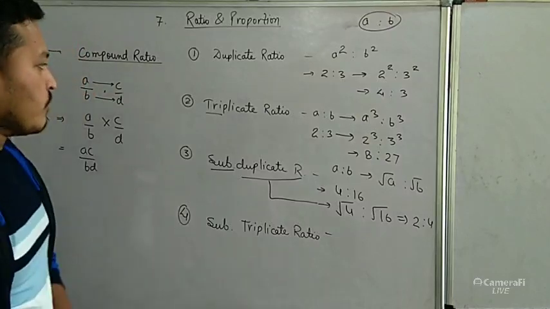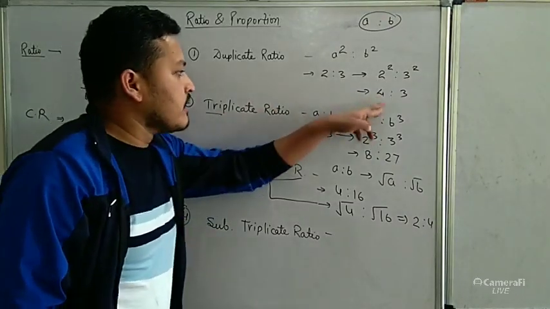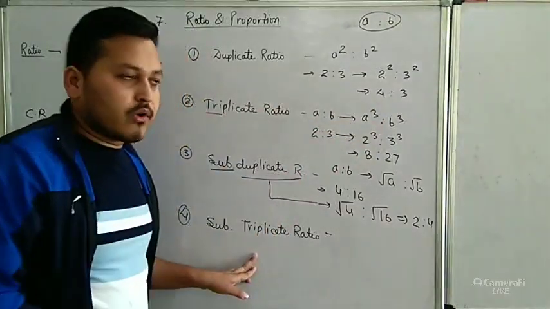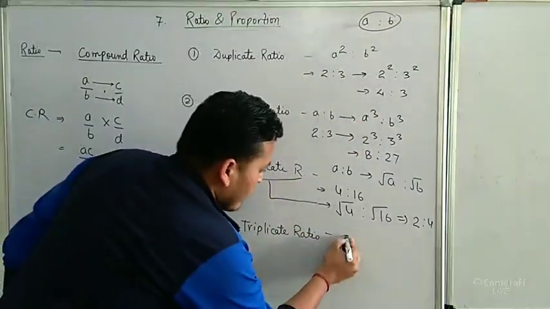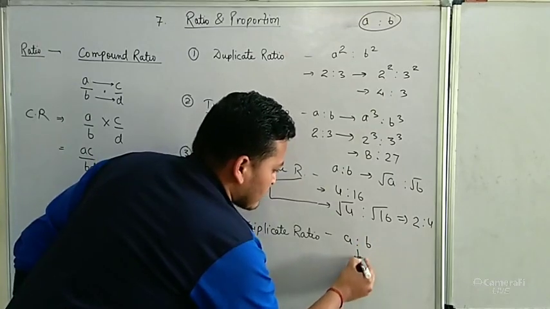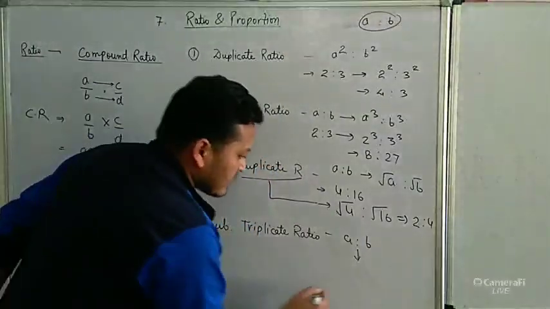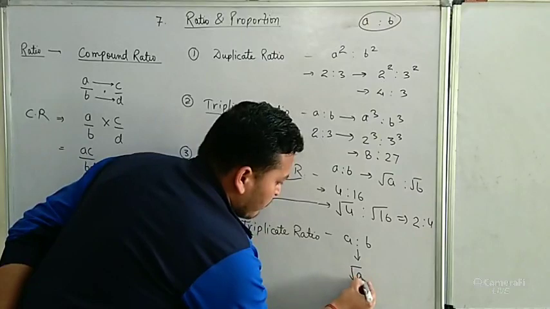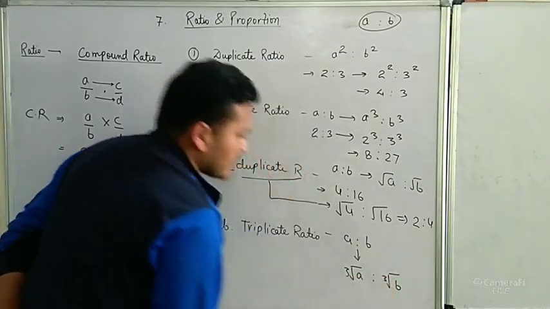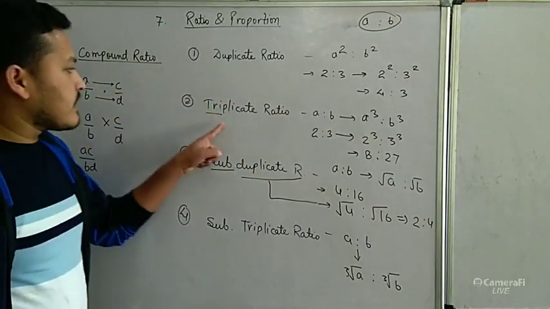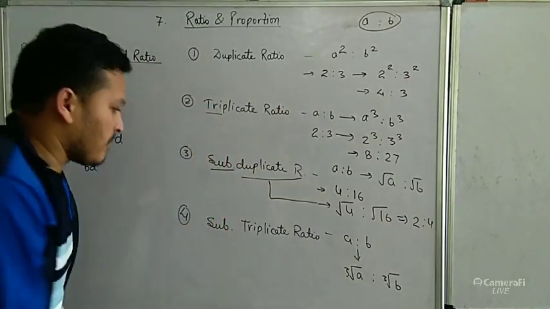Next, subtriplet. You know that triplet ratio is cube, so here we will find the cube root. So A ratio B, and the question is find its subtriplet. Subtriplet is cube root of A ratio cube root of B. So these are the types: duplicate, triplet, subduplicate and subtriplet.